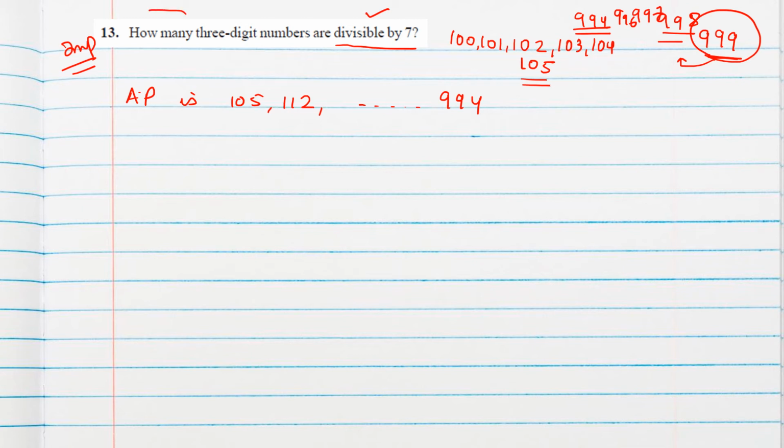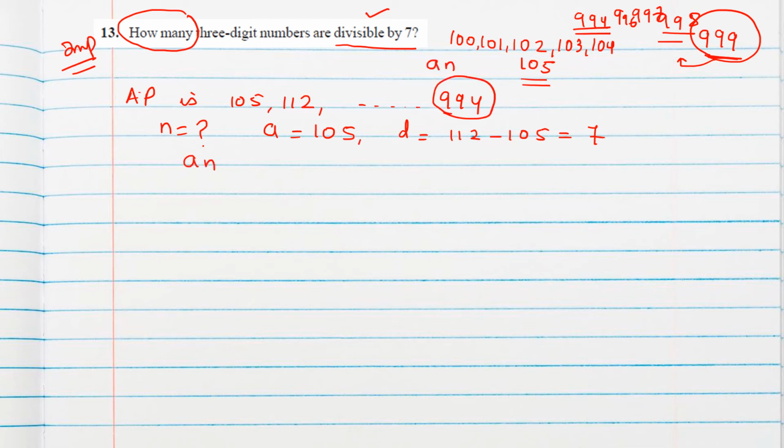And how many numbers are there, that we should find. That is the n value we should find. We got our a value 105. The d value will be 112 minus 105, that is 7. And this is our nth term, an. So using the an formula, we can find the n value. an is equal to a plus (n minus 1)d.